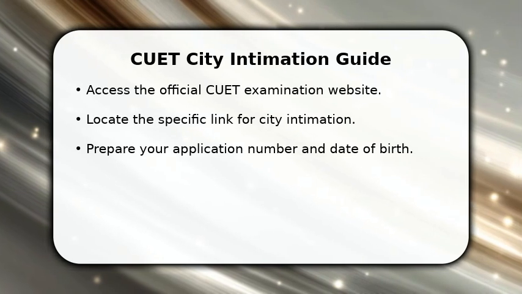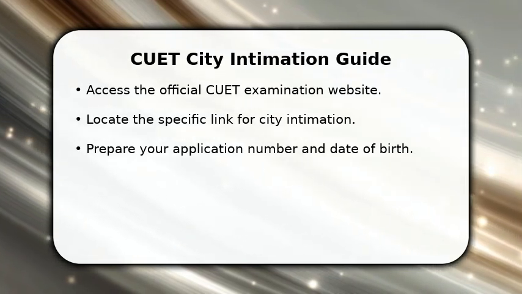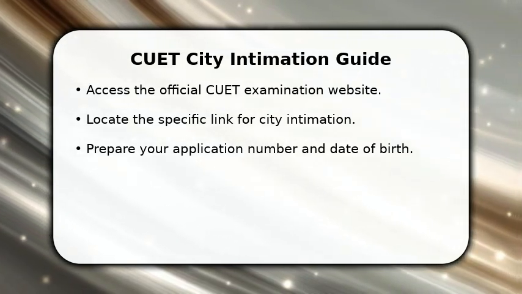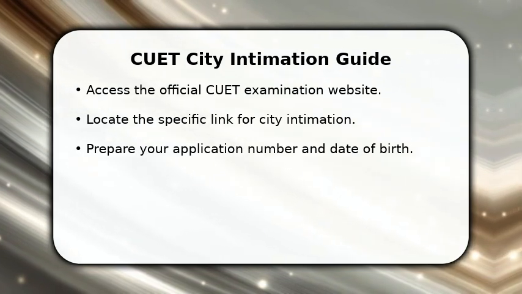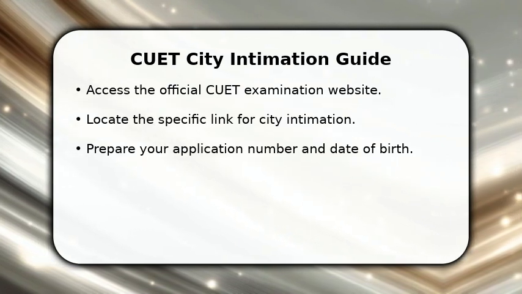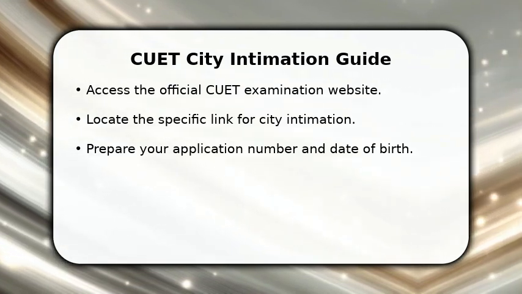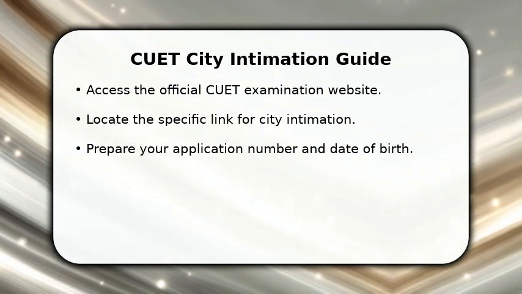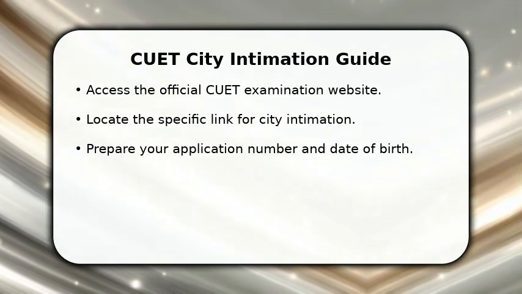In this video, I will explain how to check your CUET City Intimation. First, navigate to the official CUET examination website. Look for the dedicated section or link that specifically mentions City Intimation Slip or Advanced City Allotment. This is usually prominently displayed on the home page.